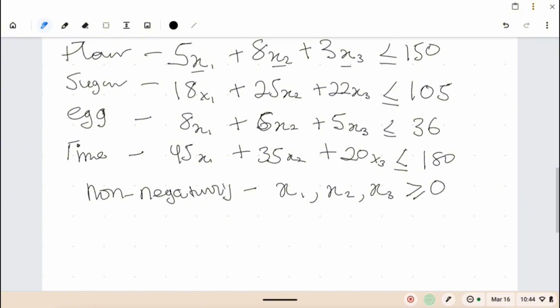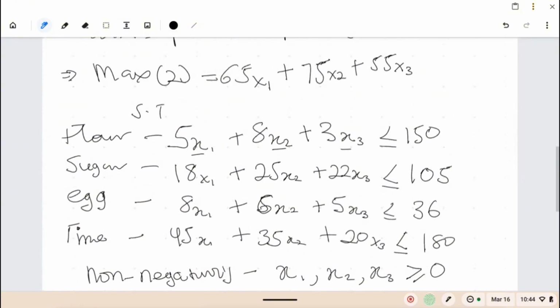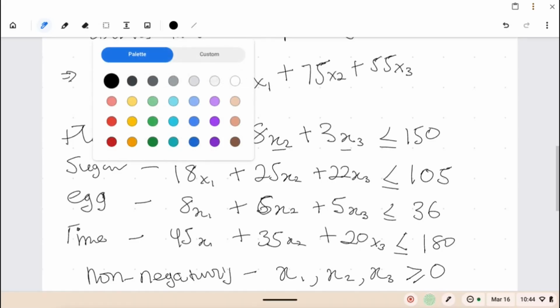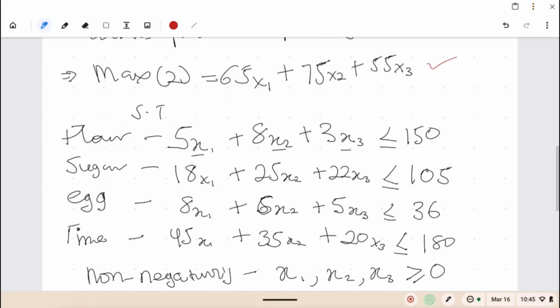So this is your objective function. You have your objective function here. Let me use red. So we have our objective function here. We have our constraints. So these are our constraints, right? And these are the non-negativity constraints. So we have to represent this on Excel and then solve it using Excel. So let me explain it so that you know how to represent it on Excel.